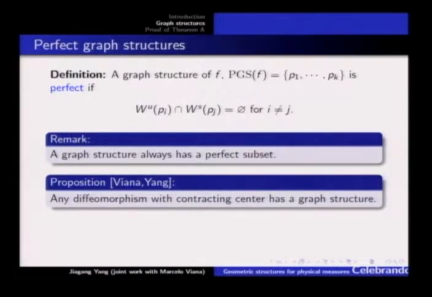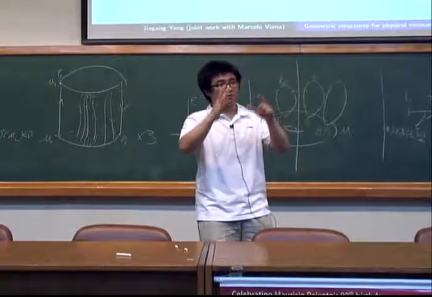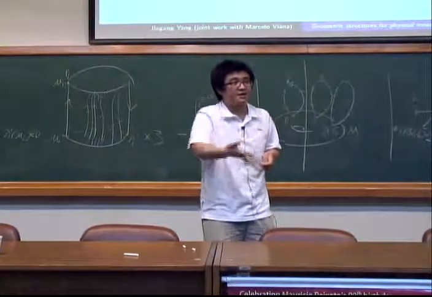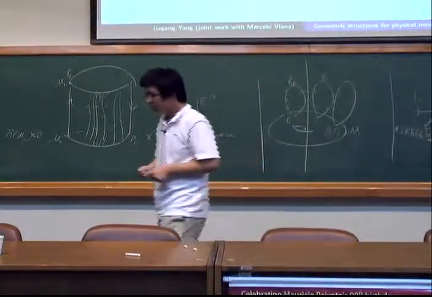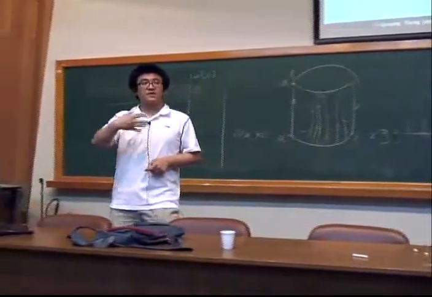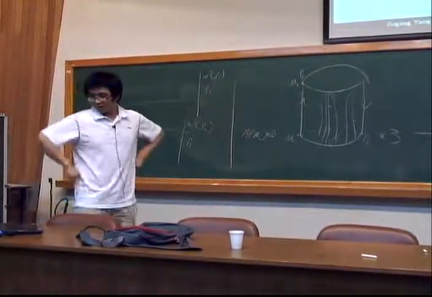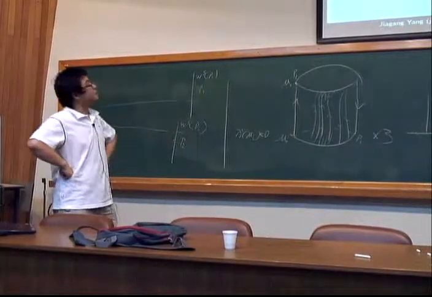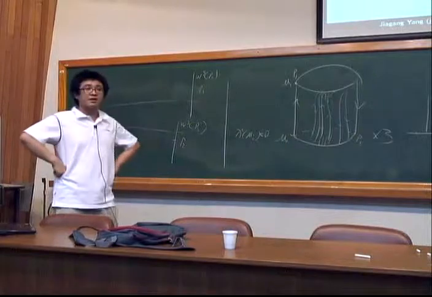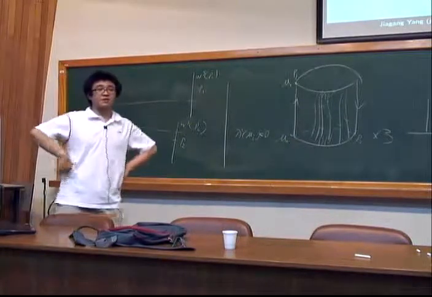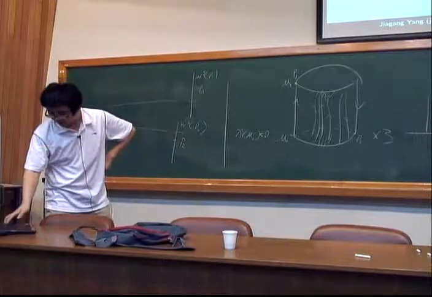Okay, so now we come back to physical measures. Because a graph structure is just about differentiable dynamical systems. If you give me a partially hyperbolic diffeomorphism, suppose it has a graph structure, we can really use a computer or some way to find where the periodic points are. It has no relation to the physical measures. But Marcelo and others show that if a diffeomorphism has a contracting center, then automatically it has a graph structure. It has one.